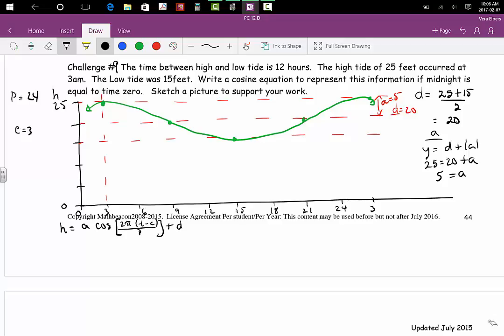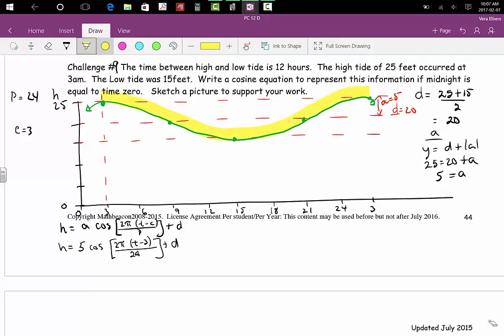Okay, so keeping in mind that our amplitude is 5, we can plug that in for A. And we're going to start at 3 o'clock with our high tide, so our C value is 3, so we're going to go minus 3 over our period, which is 24, plus D. Okay, so that gives us an equation for this graph.